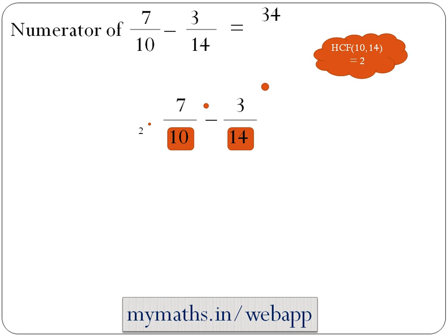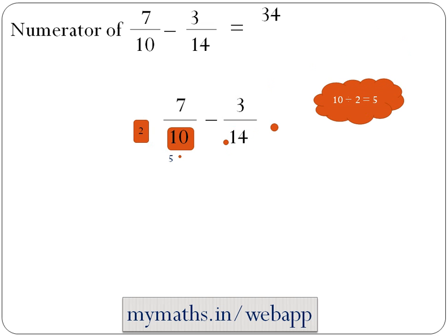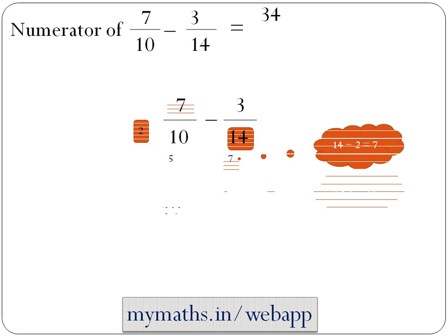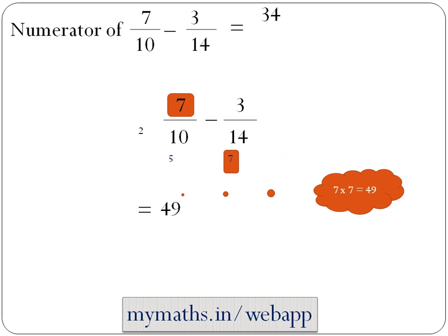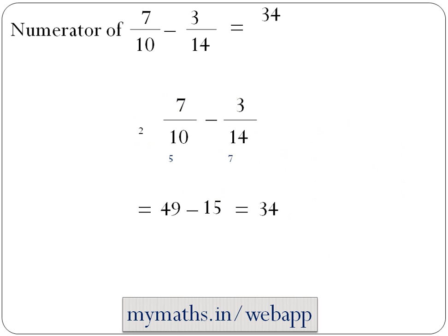Once we decide that 2 is our HCF, then 10 by 2 is 5, that is our quotient, and 14 by 2 is 7, that is another quotient. Now we cross multiply and subtract. So 7 times 7 is 49 and 5 times 3 is 15. 49 minus 15, the answer is 34.